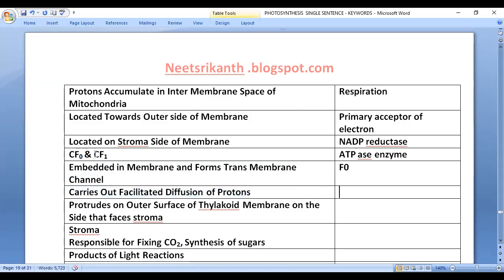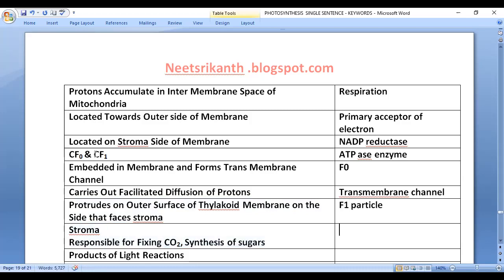It carries out facilitated diffusion of protons. Transmembrane channel. F1 particle protrudes on the outer surface of the thylakoid membrane on the side that faces the stroma.